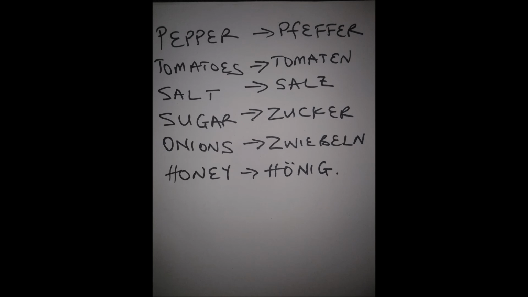Some other things we need in the kitchen. Pepper is Pfeffer. Tomatoes is Tomaten. I think you already know it. Salt is Salz. Sugar is Zucker. Onions, Zwiebeln. Honey is Honig. I think you know all these ones.